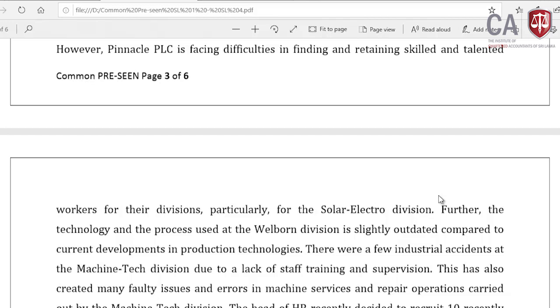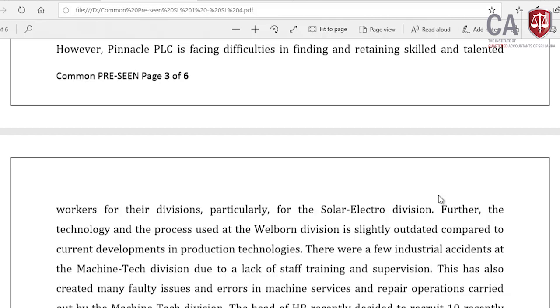division. Further, the technology and the process used at the well-burned division is slightly outdated compared to current development in production technologies. Their technology is not up to date, they are using outdated technology.